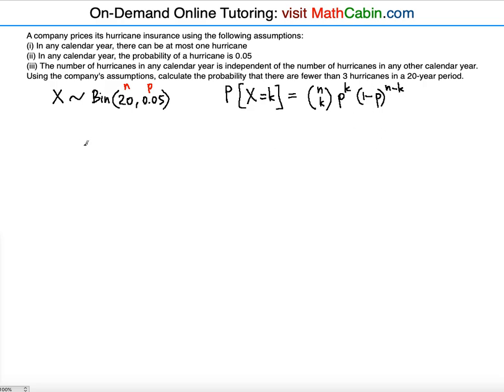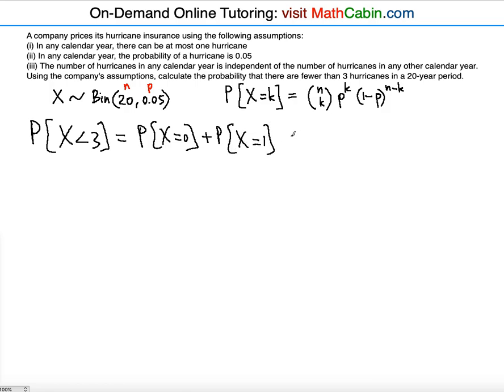So let's plug it in. We need to calculate the probability that there are fewer than 3 hurricanes in a 20-year period. So we need to find X less than 3, the random variable x being less than 3. What that means is that we're going to have the probability of 0 hurricanes in a 20-year period, plus the probability of 1 hurricane during the 20-year period, plus the probability of 2 hurricanes within a 20-year period.